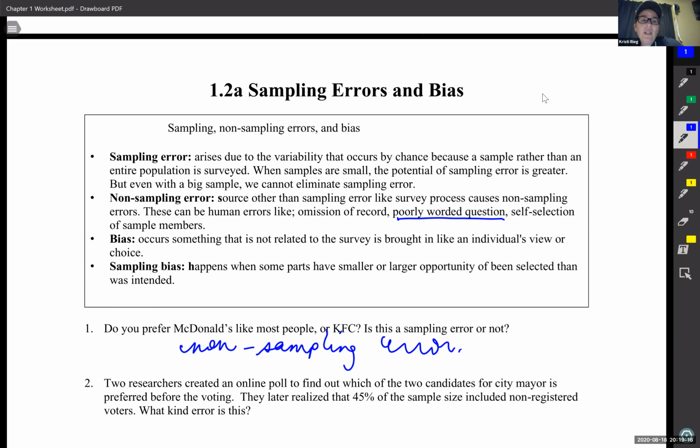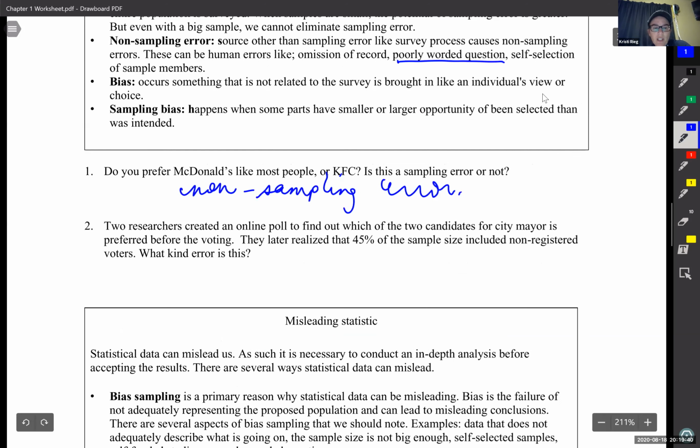Again, sampling error is just things that happen that we can't control. The smaller the sample, the more room there is for error. But non-sampling errors you can control, and those are the things you should be looking out for when you're doing a survey. Number 2 says 2 researchers created an online poll to find out which of the 2 candidates for city mayor is preferred before voting. They later realized that 45% of the sample included non-registered voters. What kind of error is this?